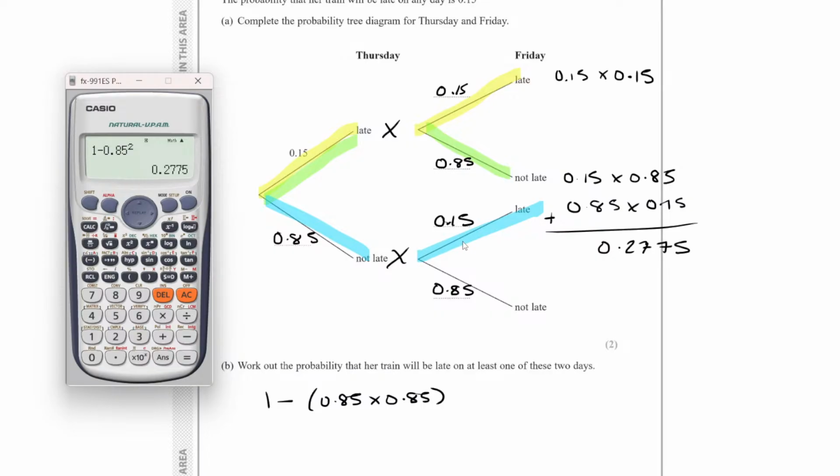Yeah, at least is a minimum. Exactly, a minimum. So one late or more. So that's why I also included both late. Exactly, yeah. All of them has late in them except for that bottom one.